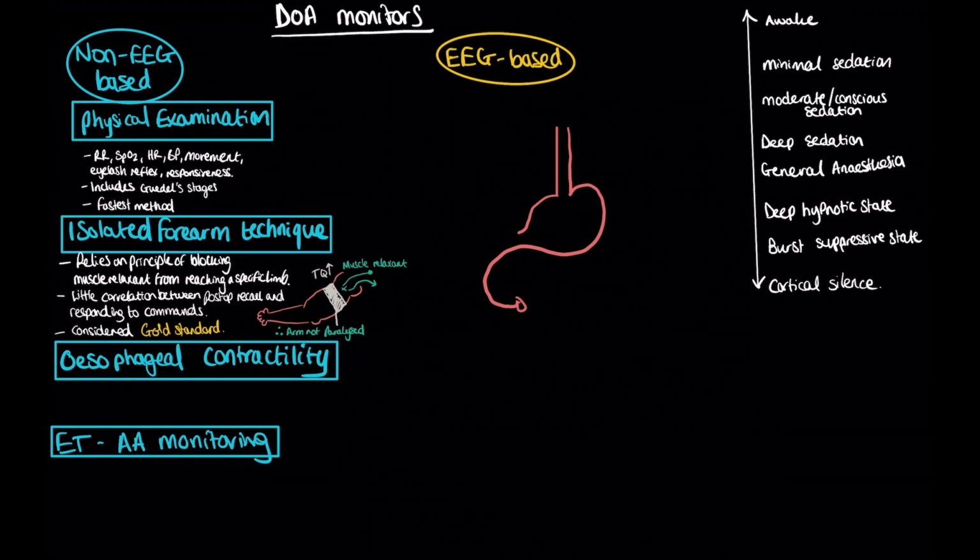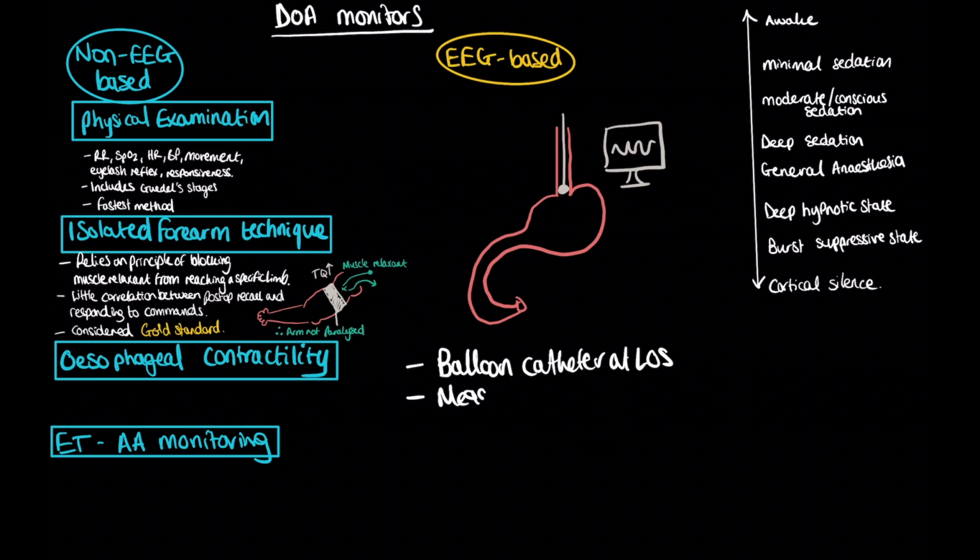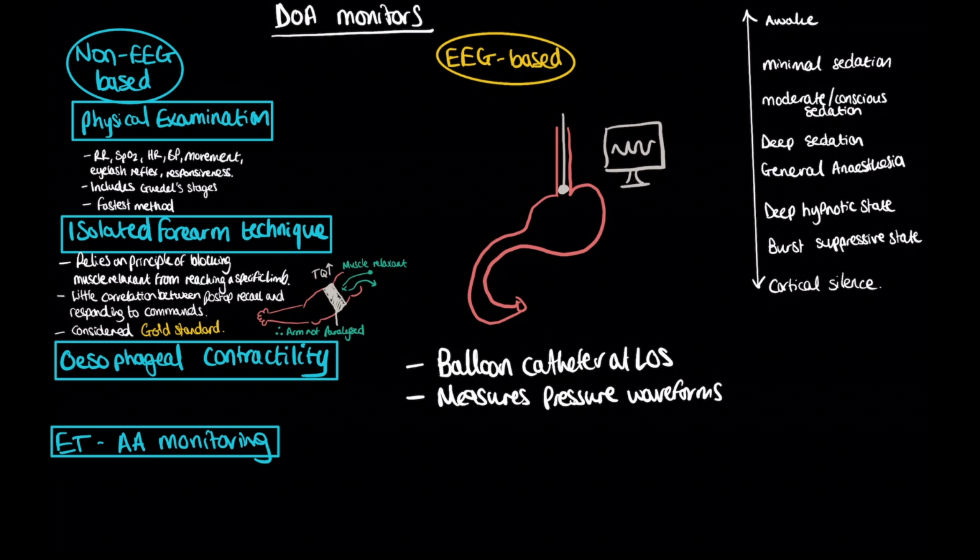Moving on, the only thing you need to know about lower esophageal contractility is that using a balloon catheter placed at the lower esophageal sphincter, you can measure the contractility, which is influenced by stress and anxiety. By using an algorithm, you can convert these pressure waveforms into an esophageal contractility index, which supposedly produces slight correlation to the depth of anaesthesia.